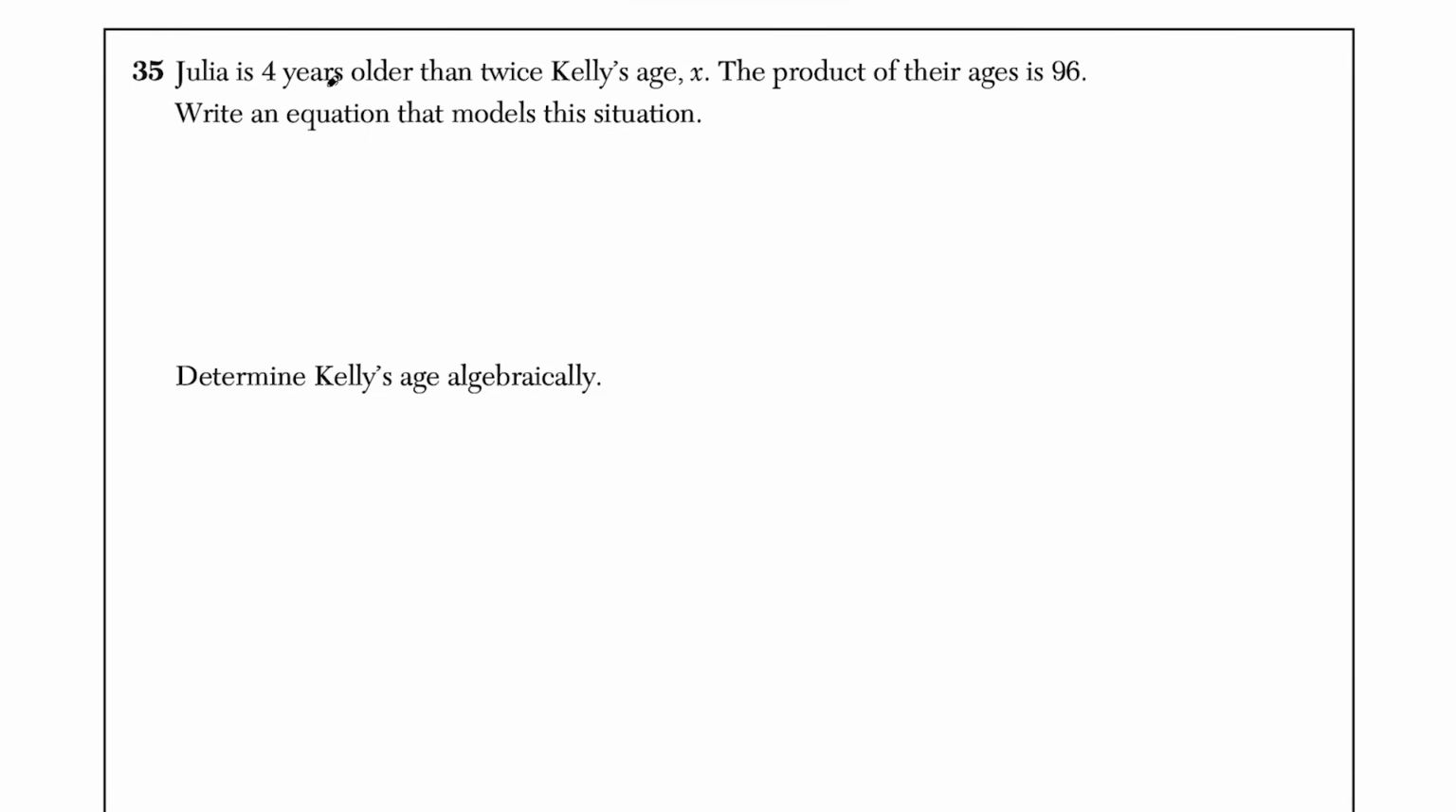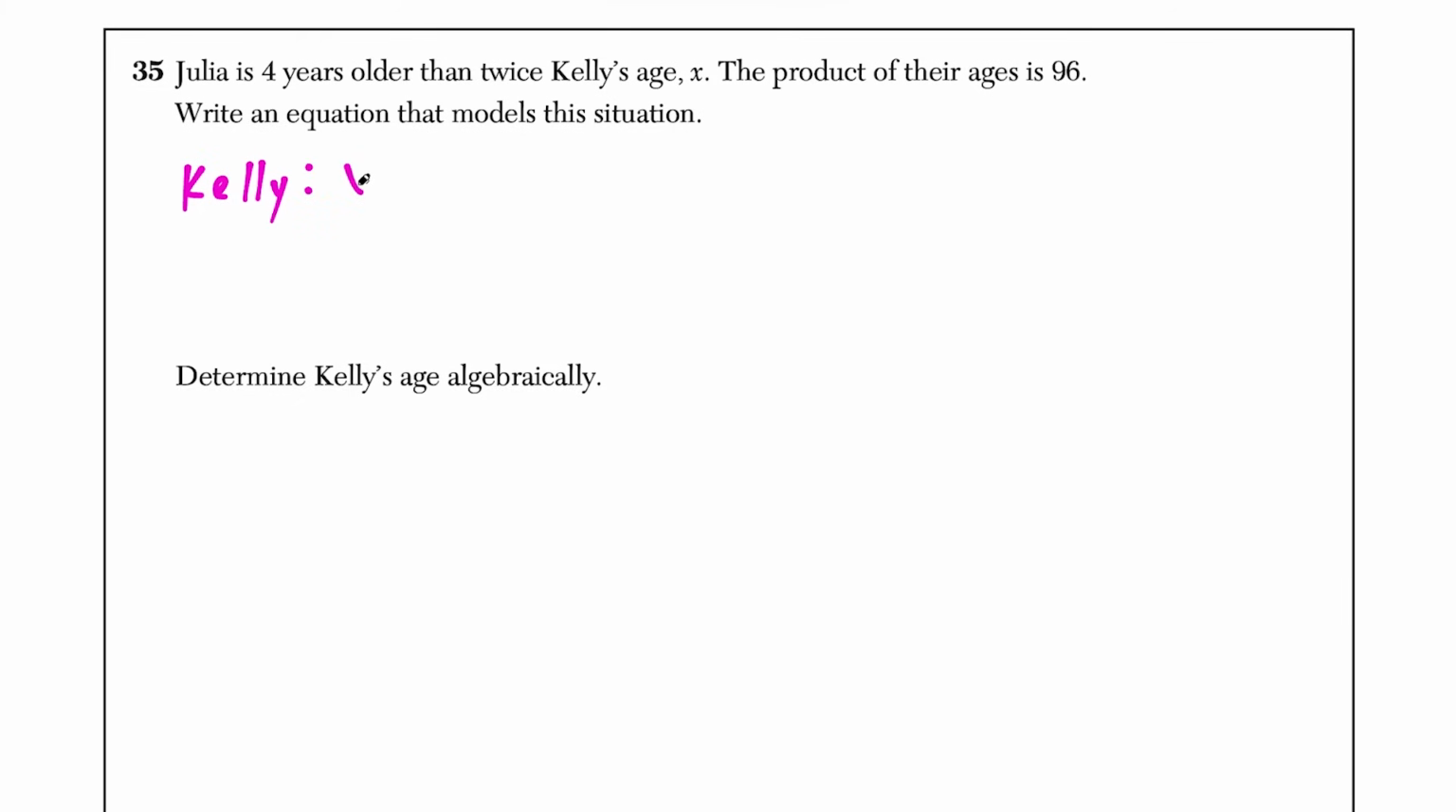Question 35, Julia is 4 years older than twice Kelly's age X, and the product of their ages is 96. And we need to write an equation that models this situation. So for questions like this, I like to write the names of the people involved and put the algebraic expression that represents their age next to each of them.